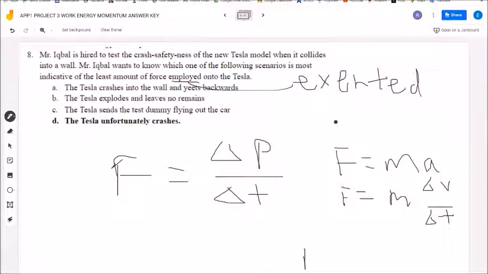So now we have force is equal to mass times change in velocity over change in time. Mass times velocity is momentum, so we just have change in momentum over the change in time. That's how we get the derivation for this.